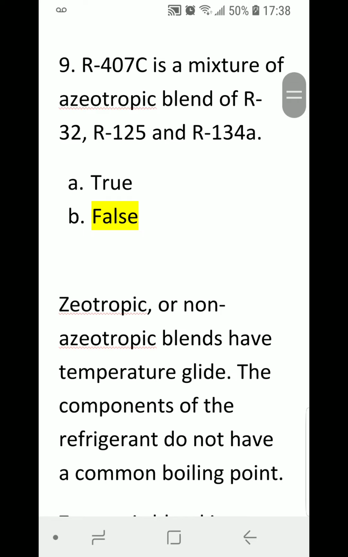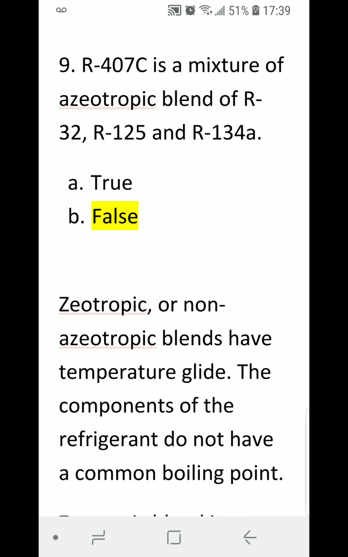Number 9. R407C is a mixture of azeotropic blend of R32, R125, and R134A. A. True. B. False. Correct answer is B, false. It is false because R407C is a refrigerant that is called zeotropic.